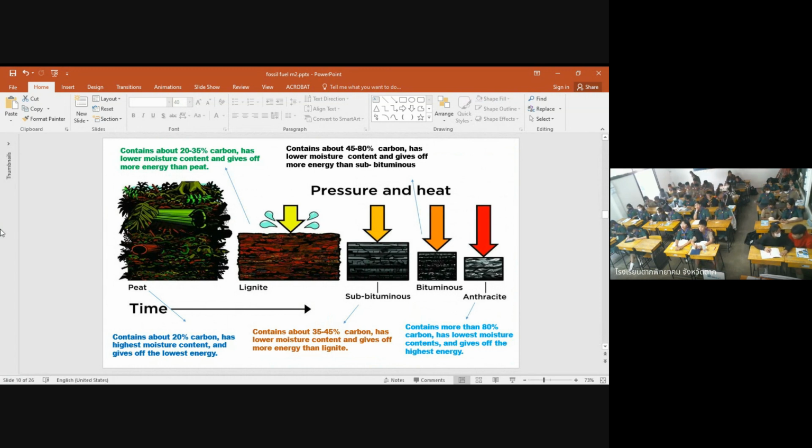In lignite, we have 25 to 35%. Subbituminous has 35 to 45%. And bituminous, and your anthracite is 80% carbon.